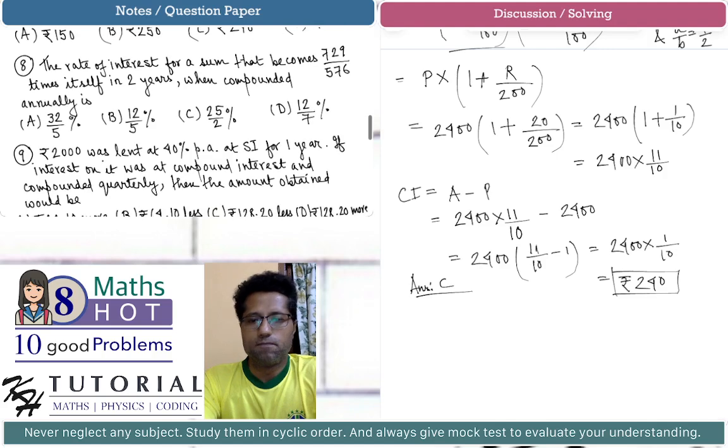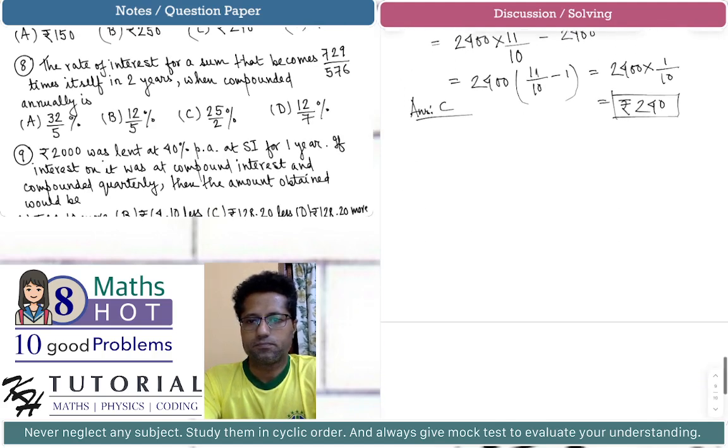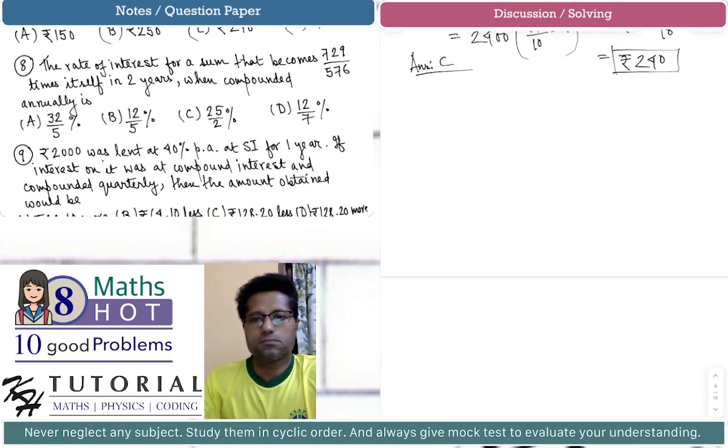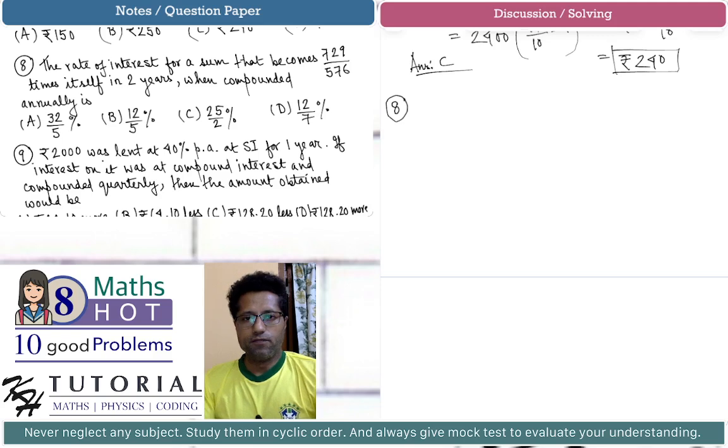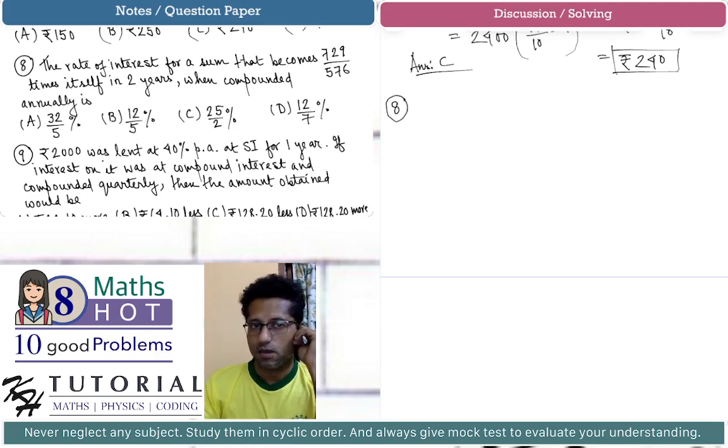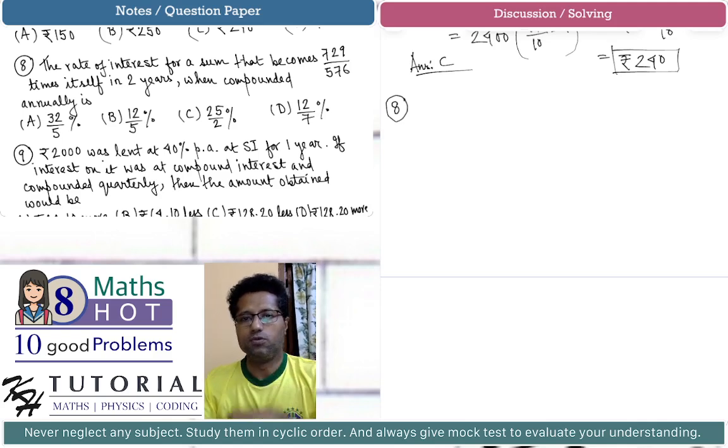Okay, let's do problem number 8. The rate of interest for a sum that becomes 729 by 576 times itself in 2 years when compounded annually is. So we have to find the rate of interest per annum, so that a sum becomes 729 by 576 times itself in 2 years.